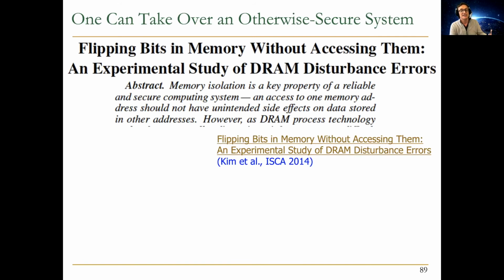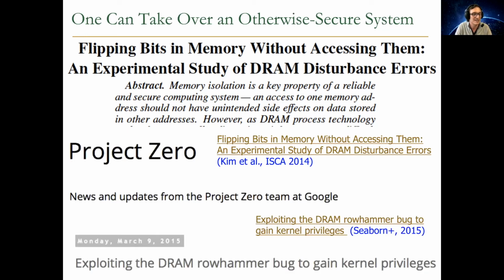Basically, when we wrote the paper 7 years ago, we said that memory isolation is a key property of a reliable and secure computing system, and access to one memory address should not have unintended side effects on data stored in other addresses. And we basically said that someone can hijack your computer based on what we have shown in this paper. And while we were working on that hijacking, these folks from Google Project Zero essentially showed that. They said they learned about the problem from our paper, and they said that they could take over a system at the user level just by inducing and exploiting these bit flips so that they can circumvent memory protection. So I'm not going to talk about this in detail.